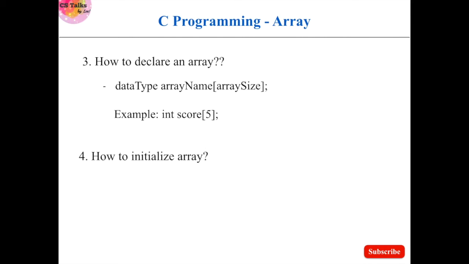It is possible to initialize an array during the declaration itself. Say for example, you can initialize something like this. Here the array size is 5, so 5 values are specified within this curly bracket and these values will be stored in the same order. That is, the first value will be 5 and the second value will be 6 and the third value will be 3 and so on.